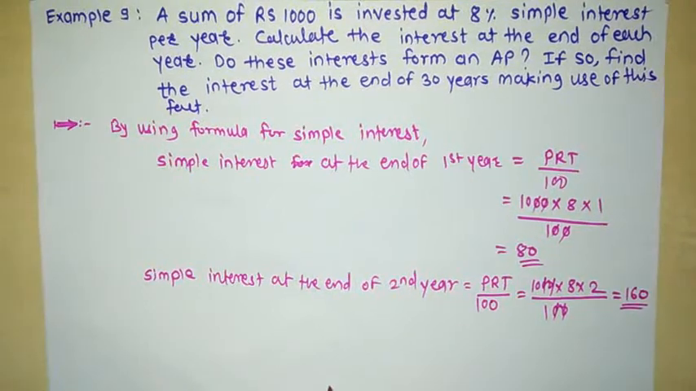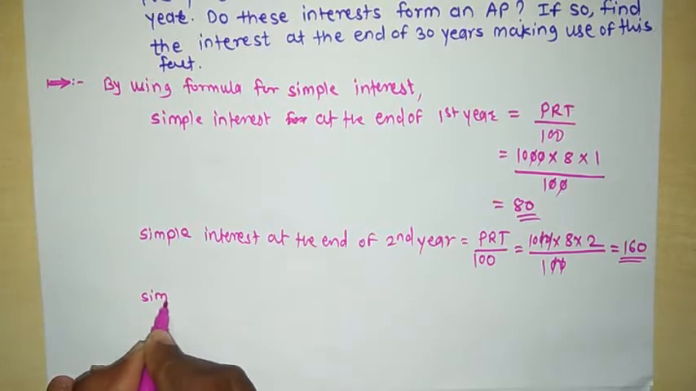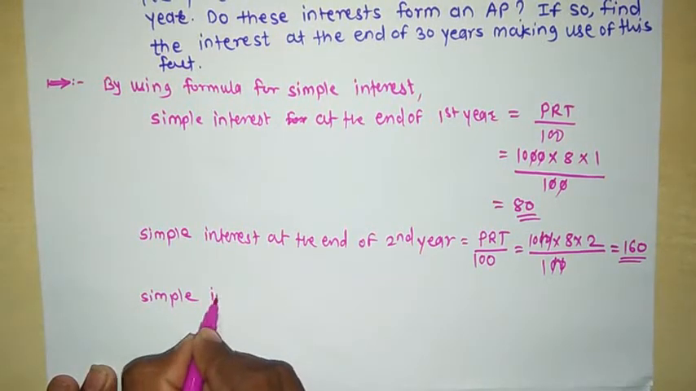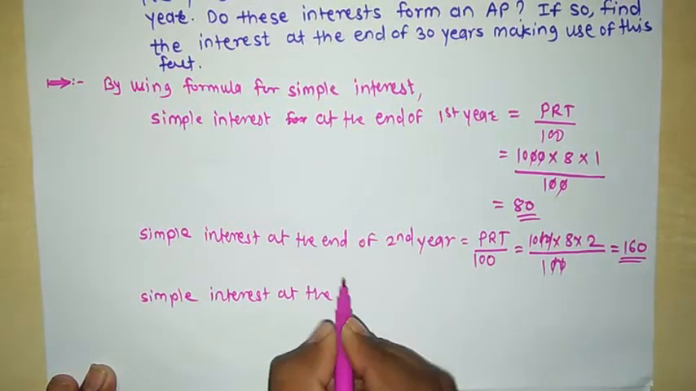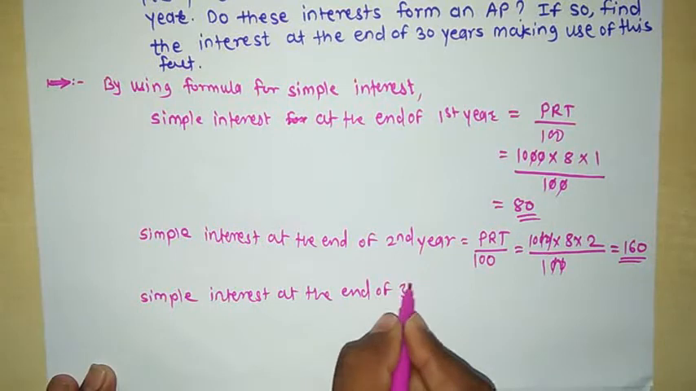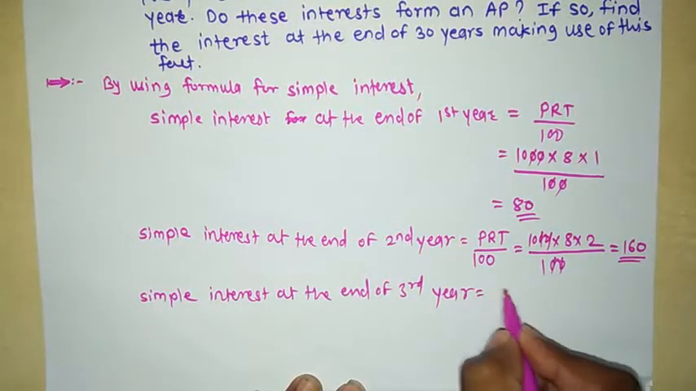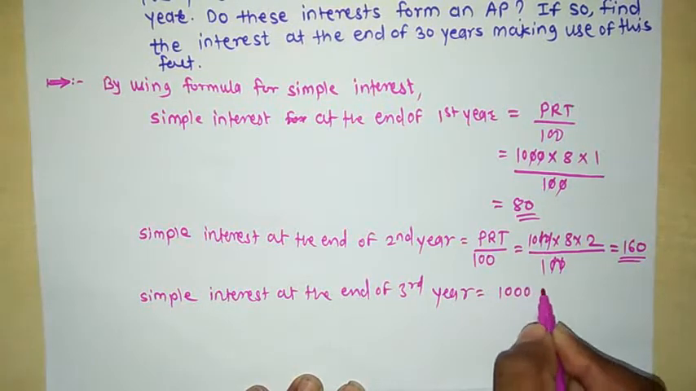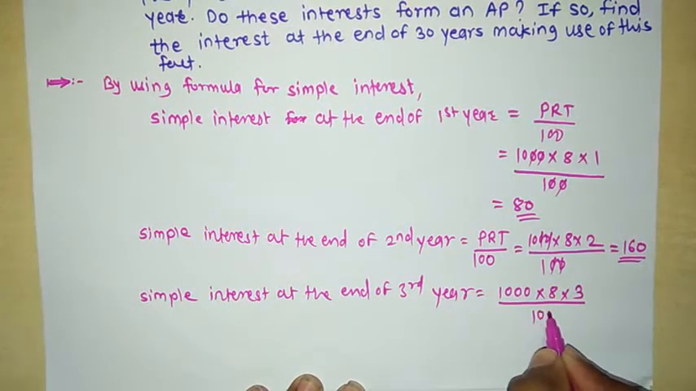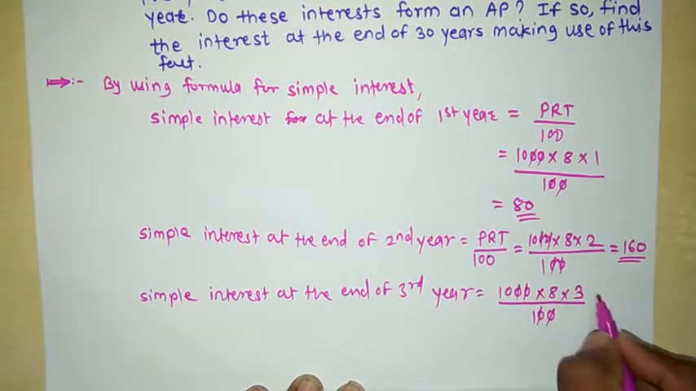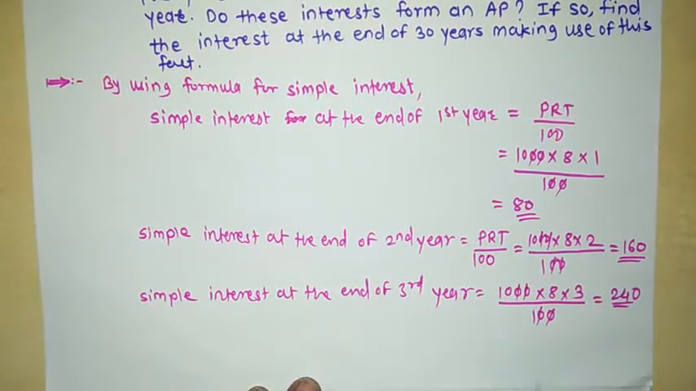Now similarly we can find simple interest for the third year. Simple interest at the end of the third year is equal to principal 1000 here, rate is 8, and time period that is 3, divided by 100. The 0 0 get cancelled. 80 into 3 is equal to 240 rupees.